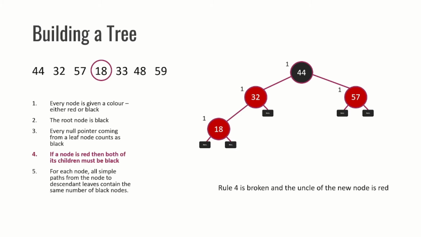Now that causes a violation because 32 no longer has 2 black children. One of its children, the new node 18, is red. So rule 4 is broken. Now, the uncle of the new node is red. Okay, so number 57 is the uncle of 18. And because it's red, the way to fix this violation is to make both the parent and the uncle black. Okay, now we're okay. Notice that the black height of the root node 44 has become 2. Everything else is 1, and we're good to carry on.